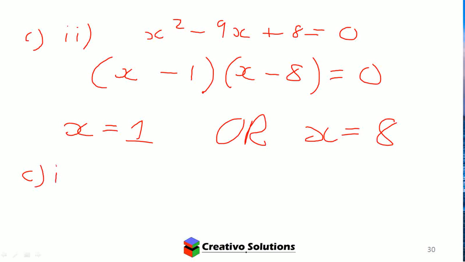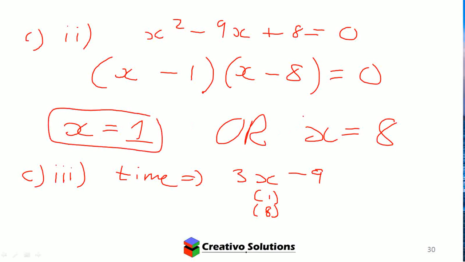Then C3, the third part here, says write down Eric's time and the race distance. So I'm looking for Eric's time. Eric's time is denoted by an equation. His time is 3x minus 9. So what am I going to do? I'm going to substitute 1 in, and I'm going to substitute 8 in, because those are the two answers I've gotten for x.